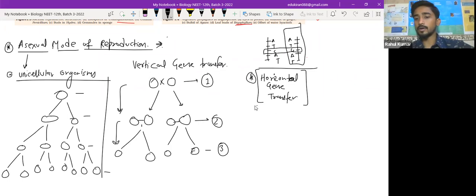There is something called horizontal gene transfer. Now, in horizontal gene transfer, there is no need to reproduce and go to the next generation. You can transfer genes within the same generation. Now, there are limitations to this, and only certain organisms can do that. Can anyone guess which organisms can do that easily? Lower organisms or higher organisms?